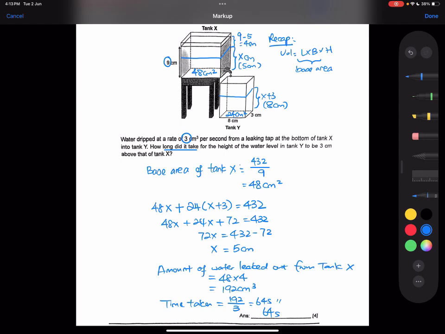64 seconds. It took 64 seconds for the height of the water level in tank Y to be 3 centimeters above that of tank X.